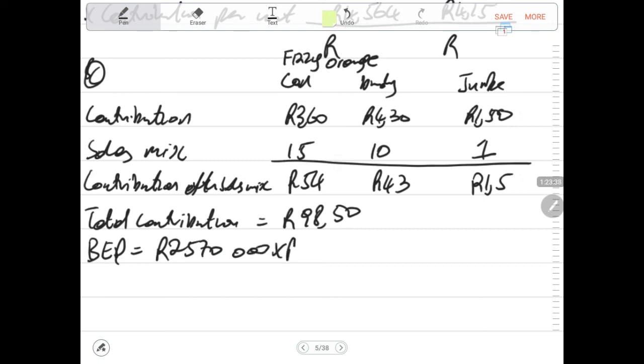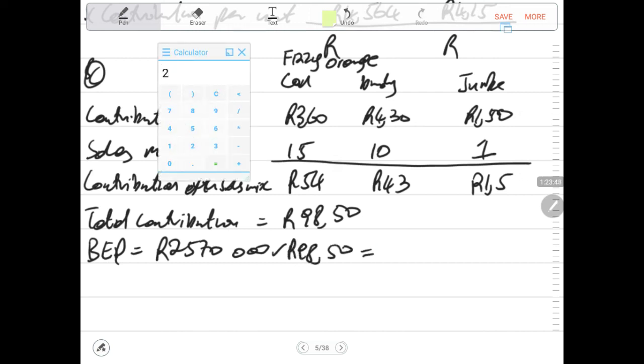2,570,000 divided by 98 rand 50 cents. This will give us the break-even point, 2,570,000 divided by 98.50. This gives us 26,091.37, which is equivalent to 26,092 units per batch. Now we need these units for each of these three products.